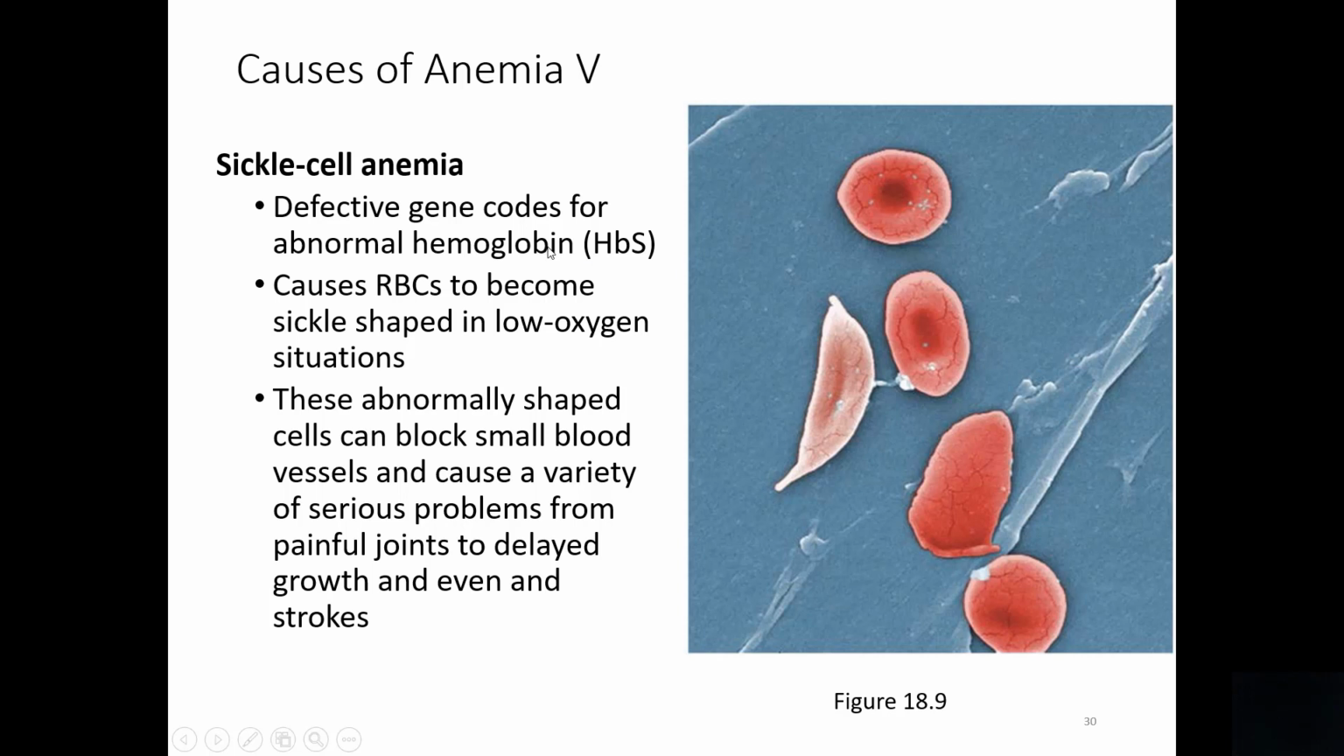Another genetic condition is sickle cell anemia. It means that abnormal hemoglobin shows up usually in case of low oxygen situations. Red blood cells change their shape and turn into sickle-shaped structures, very pale and poor with oxygen. And it's not only that they cannot carry enough oxygen, they also can block small blood vessels and cause a variety of serious problems. Painful joints, delayed growth, or even sometimes strokes.